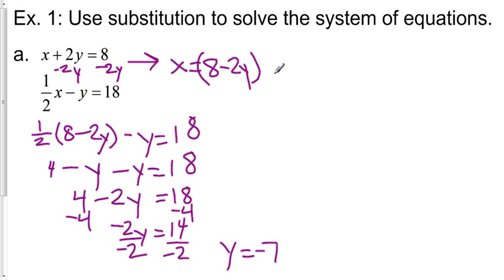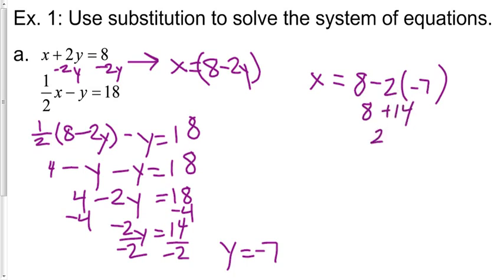Let's go back up into the very first equation. Because this one is already solved for x, and I know that x equals 8 minus 2 times my y value, I can plug in -7 for y and find my answer. So x will equal 8 minus 2 times my y value, which is -7. This is 8 plus 14. And we know that x equals 22.